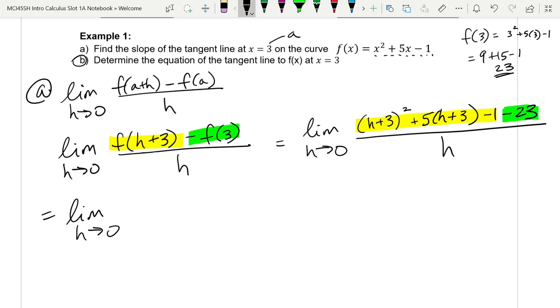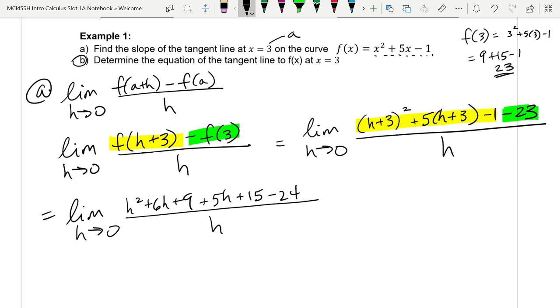So h plus 3 squared is h squared plus 6h plus 9. 5 times h plus 3 is 5h plus 15. And minus 1 minus 23 is minus 24, all over h. Now, just like in Formula 1, the problem is the denominator here, right? If I plugged in a 0 for h, I end up dividing by 0, and I can't do that.